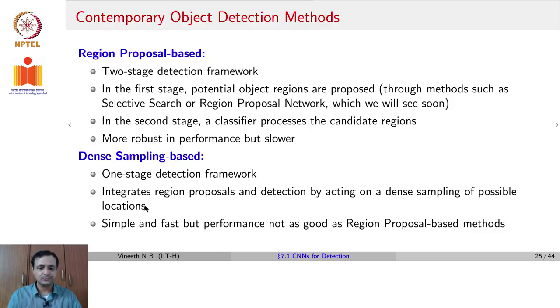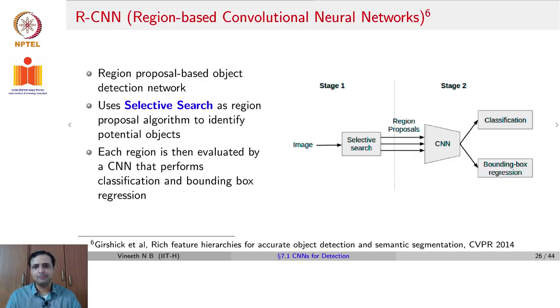On the other hand, dense sampling based approaches are a single stage approach where the proposal of regions and the classification or detection of those regions into objects is all done in one shot through a dense sampling procedure. This is simpler and faster, but sometimes can fall short of the accuracy when compared to region proposal methods. Let's now discuss region proposal methods.